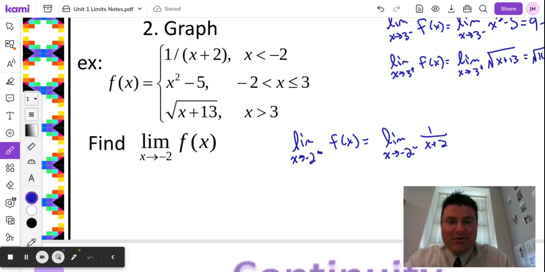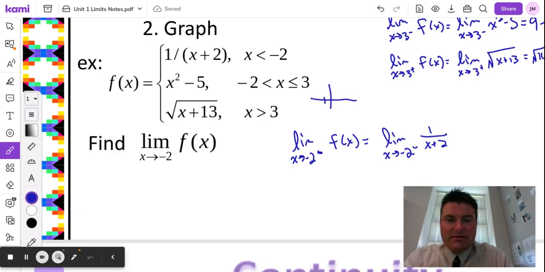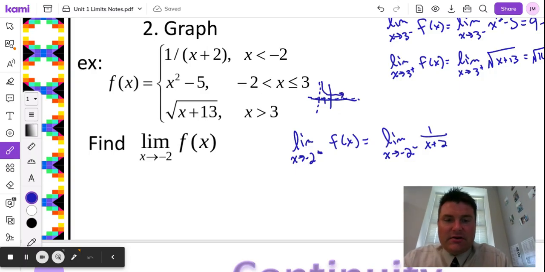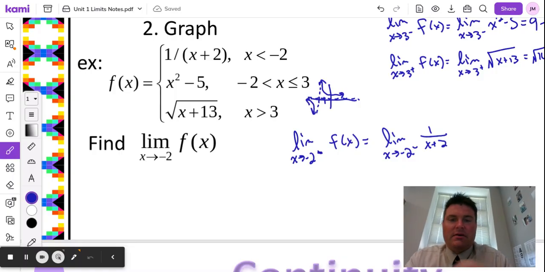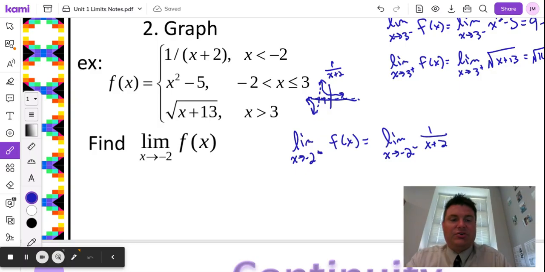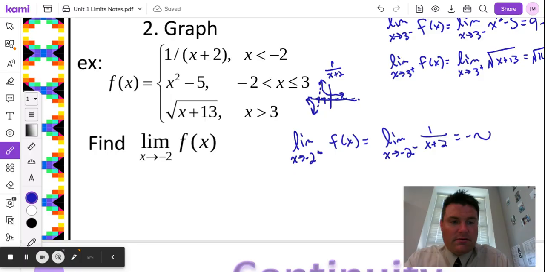Well, luckily, this is a graph that we can sketch here. We do have a vertical asymptote at -2. This is something that's super easy to sketch. You just look at 1 over x, you're going to shift everything left 2. So when I do that, you can see in my picture right here, this is 1 over x plus 2. And I'm looking at just to the left of this. If I look at just to the left, that is approaching -infinity.